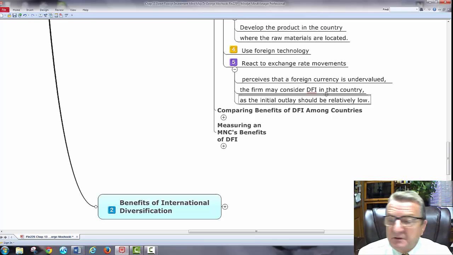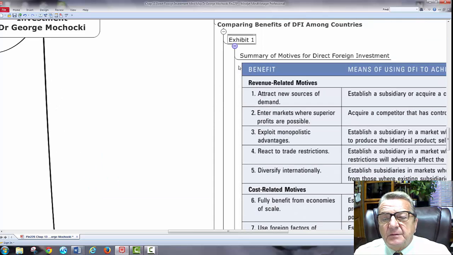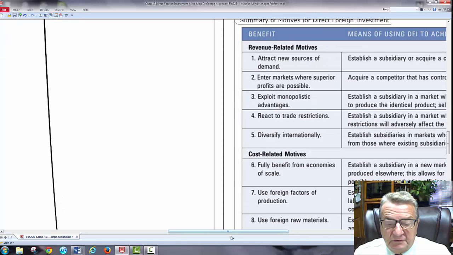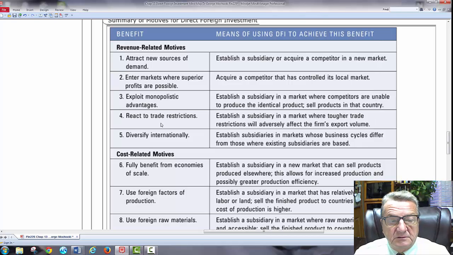How much is it going to cost me here? How much is it going to cost me there? How much if I convert? How much saving? The bottom line is, am I making money, or breaking even, or do I have a higher profitability? Outlay should be relatively low. Comparing benefits among direct foreign countries. I've got an exhibit here, so you look at it, that attract new sources, and you could read this on your own. I'll just open it up like this, stop it, read it.